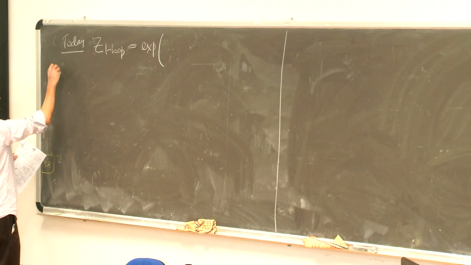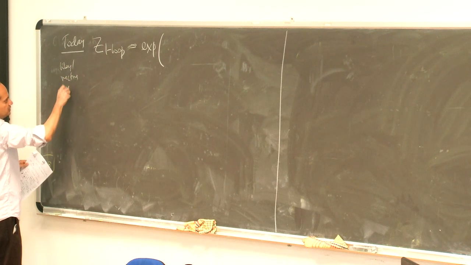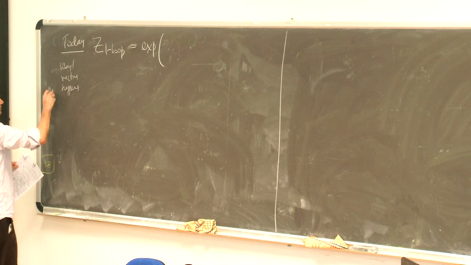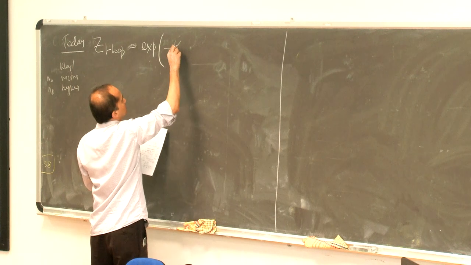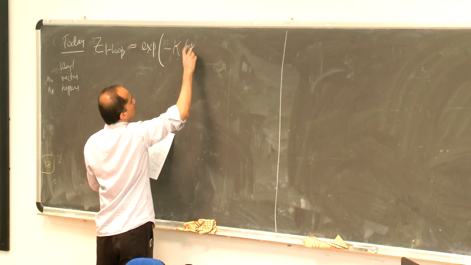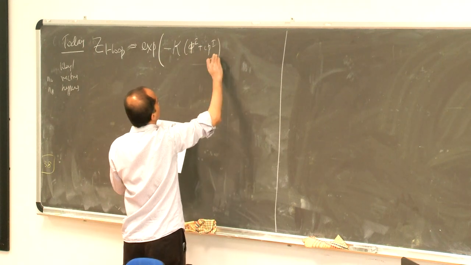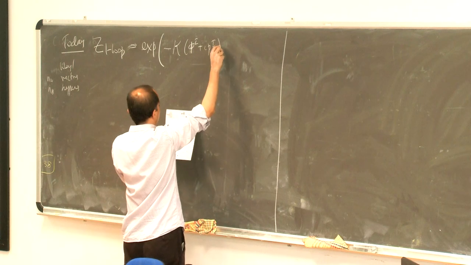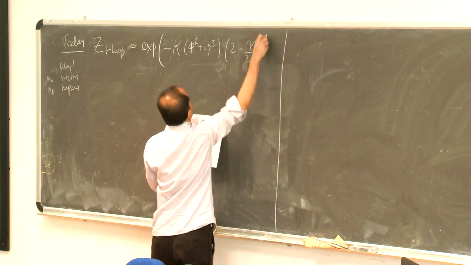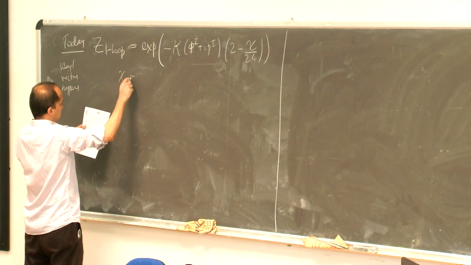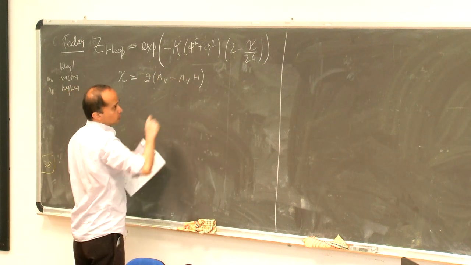So suppose you have a theory of supergravity, and then there are vectors and hypers. Okay, we didn't treat hypers, but suppose there are hypers, then the answer is this. It's exponential of minus K evaluated at phi I plus i pi times 2 minus chi over 24, where chi is 2 times nv minus nh plus 1.